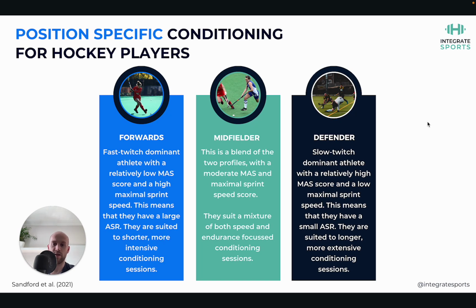So again, just for simplicity's sake, forwards generally are more fast twitch dominant, which is what overlaps with the speed profile in Gareth Sanford's work. So you're a fast twitch dominant athlete with a relatively low maximal aerobic speed score and a high maximal sprint speed. Again, just to caveat that, where it says relatively low mass, that doesn't mean that you haven't got a good mass score. It just means comparatively to your maximal sprint speed score, it's not as relatively high.